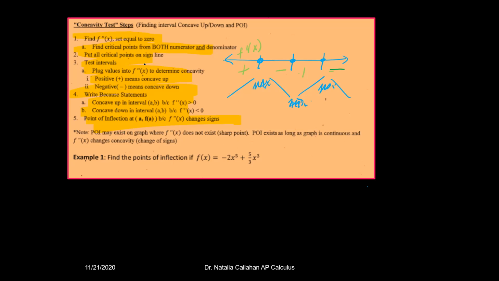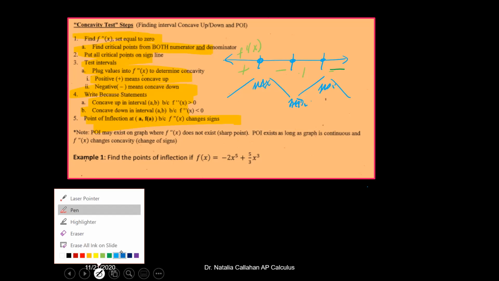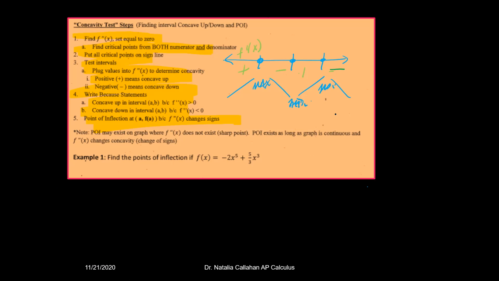So once you find the critical point, you can go ahead and test the intervals, plugging the values into f double prime of x to determine concavity. If it is positive, it means concave up. If it's negative, it means concave down. So if you have your critical points, you can actually go ahead and plug them in here as well.